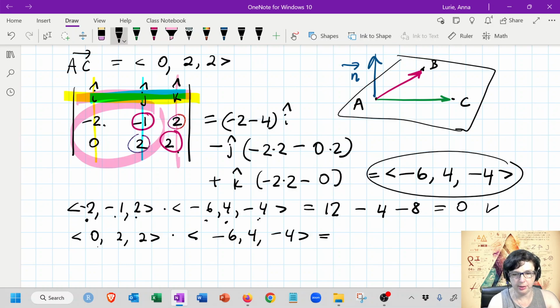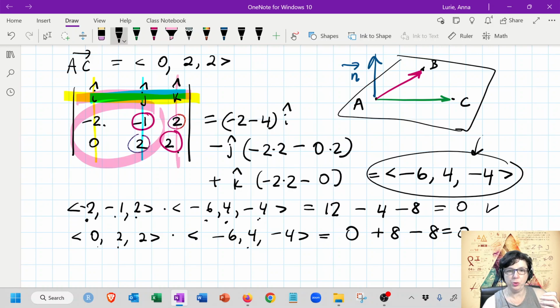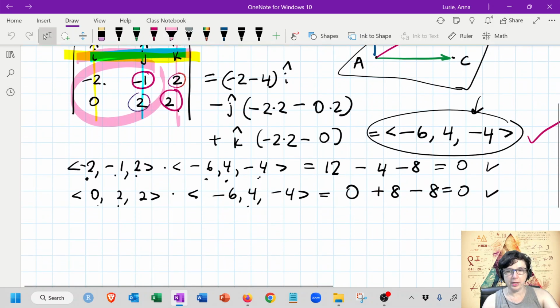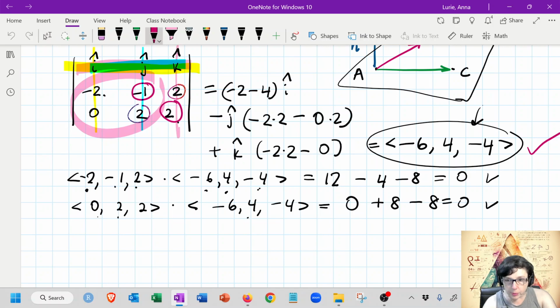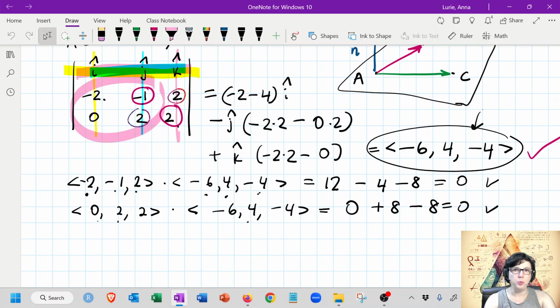Okay, so I get 0 times negative 6, well, that's 0. And I get 2 times 4, that's 8. And then 2 times negative 4, that's negative 8. Okay, so now I know that this is absolutely correct. There is no way this is wrong. Once I do that, now I have the normal vector, and I just need 1 point. And then I can come up with the equation of a plane.